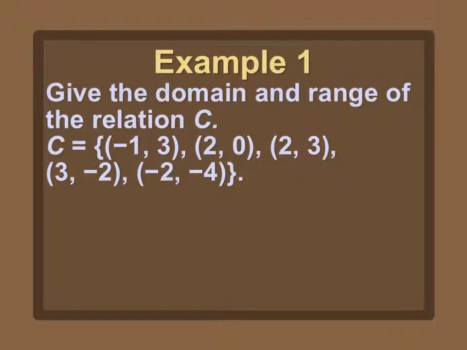All right, so let's try it again. Give the domain and range of relation C. Okay, so relation C has this ordered pair, this ordered pair, this ordered pair, this ordered pair, and this ordered pair. So there's 5 ordered pairs there. So let's go ahead and see if you can't figure out what the domain is. Remember, domain is the set of x's. So go ahead and look for that.